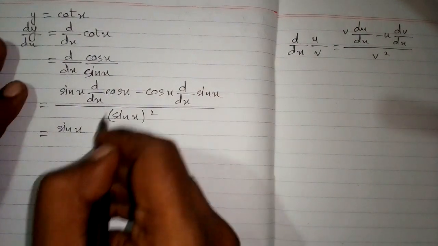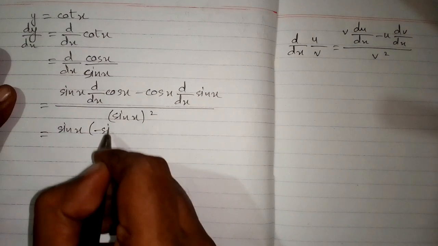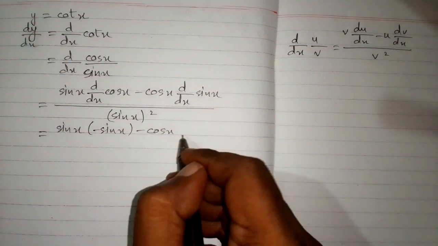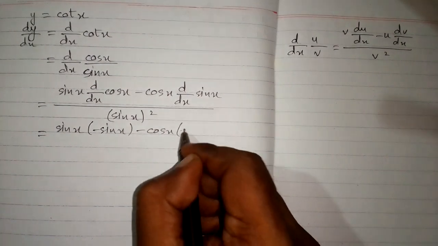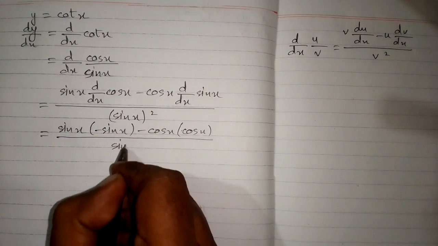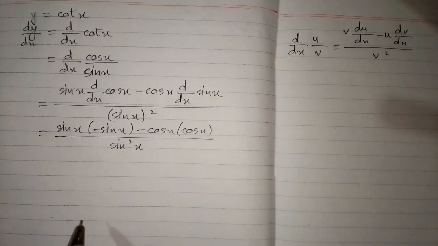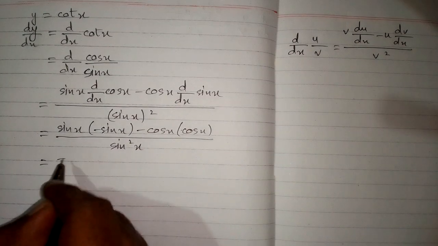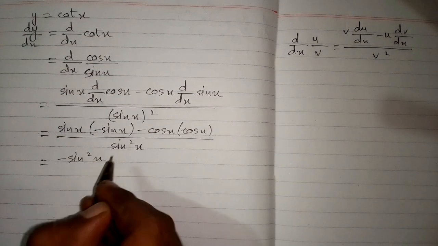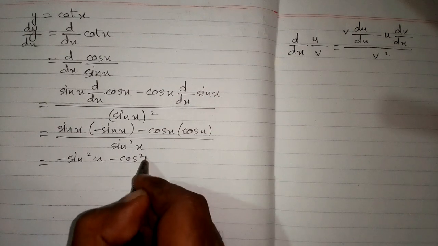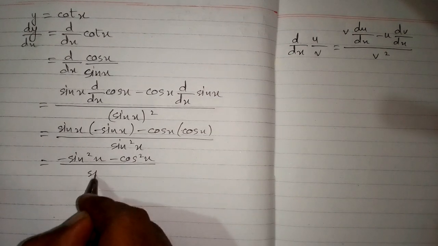Now the derivative of cos x is minus sin x, and the derivative of sin x is cos x. And in the denominator we have sin square x. Now sin x multiplied by minus sin x is minus sin square x. And minus cos x multiplied by cos x is minus cos square x upon sin square x.